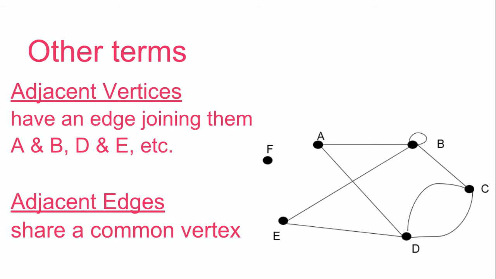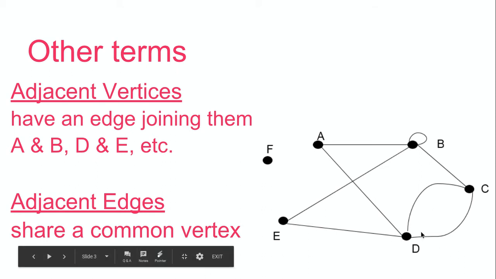Adjacent edges share a common vertex. So some examples of adjacent edges in this graph are the edge DE, which is adjacent to the edge EB. They're adjacent because they share the common vertex E. Another set of adjacent edges would be edge AD and edge DC. They are adjacent because they share the common vertex D.